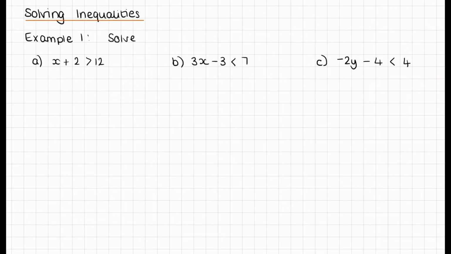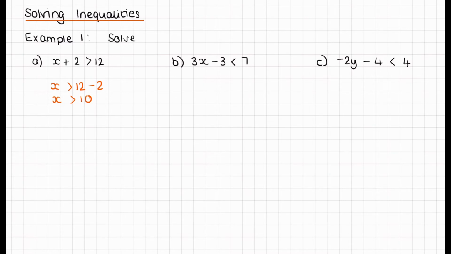So it's got a couple of examples for us to do. So the first one, we have x plus 2 is greater than 12. So with this one, all we have to do is minus a 2 to the other side, so x would be greater than 10. Just exactly the same as normal rearranging.